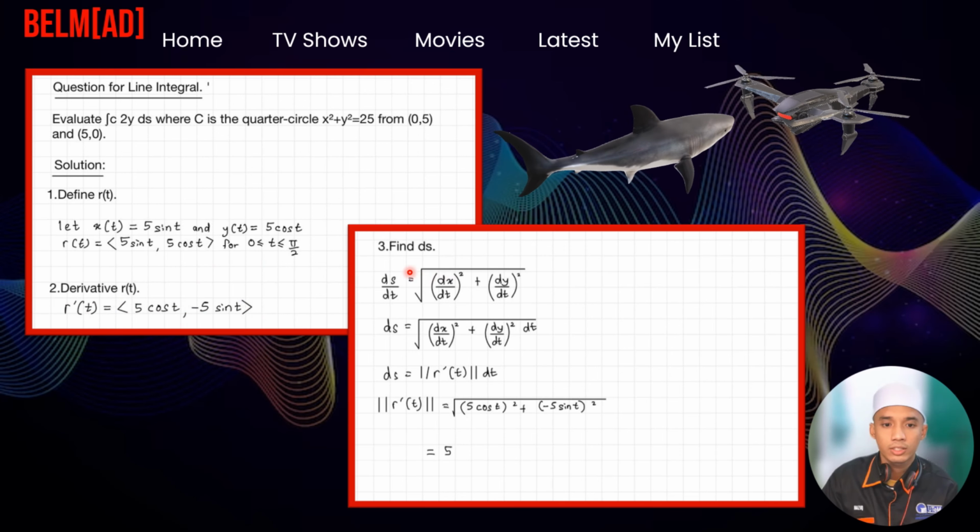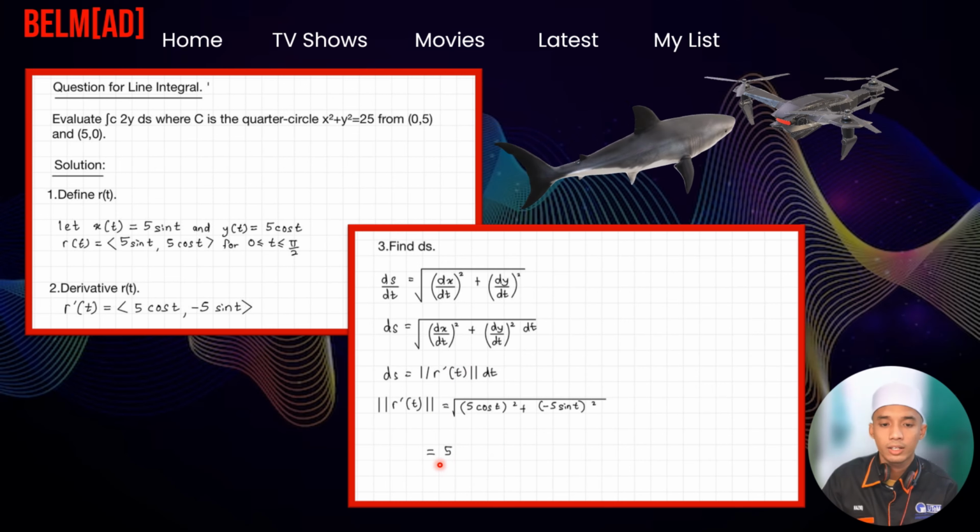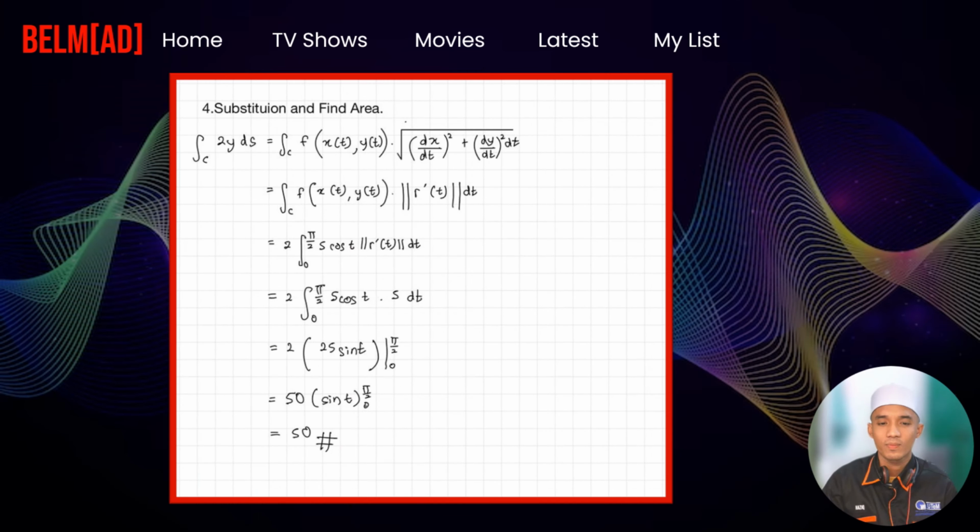Third, we find ds. For ds, we use this formula, the magnitude of r prime t, and then we get 5. Next, the last step, we need to substitute and find the area. We substitute, and then we get the answer.